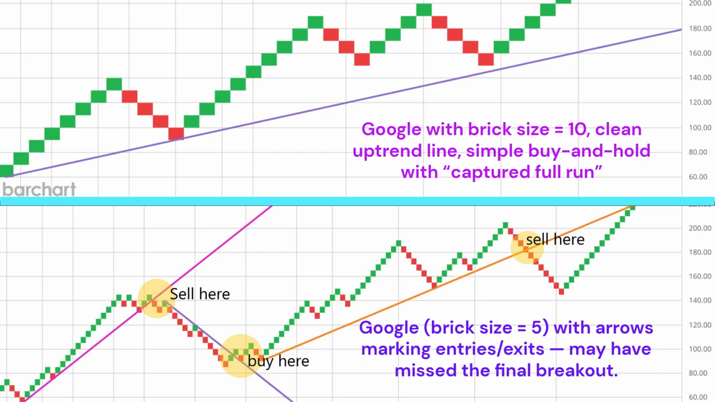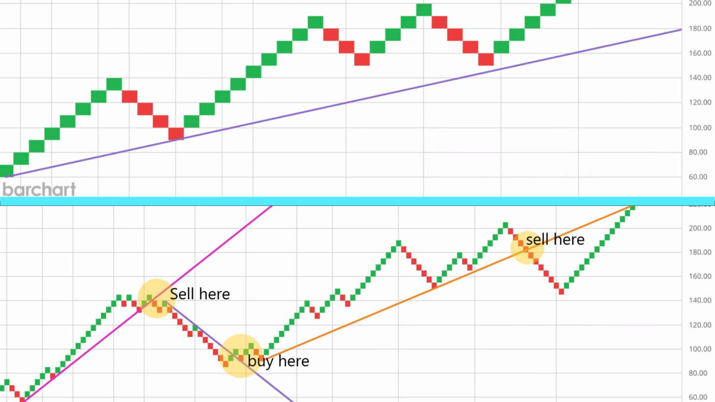If you're comfortable sitting through ups and downs, larger bricks smooth out the noise and often lead to larger overall gains. So while there's no single perfect brick size, the key is testing both smaller and larger settings and finding the balance that fits your goals and your temperament.